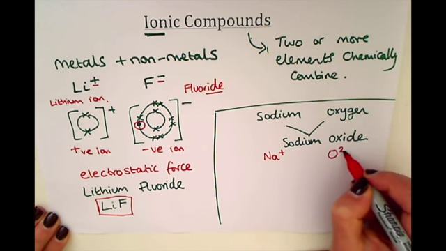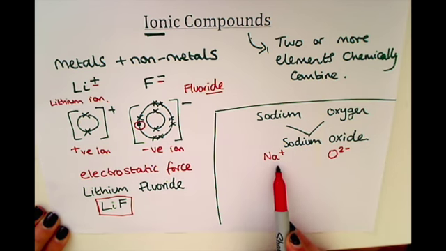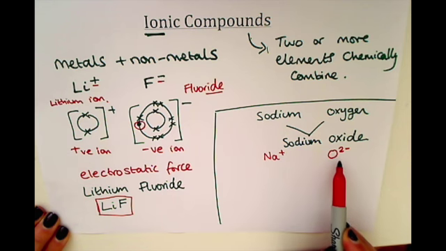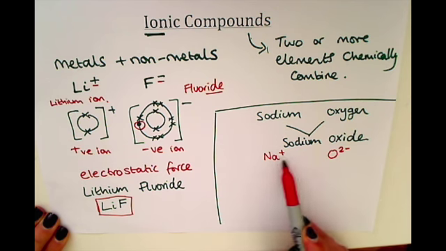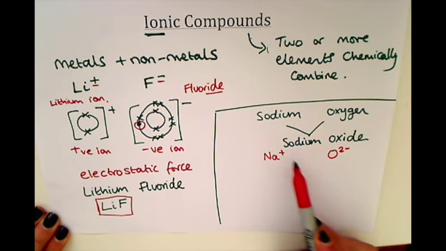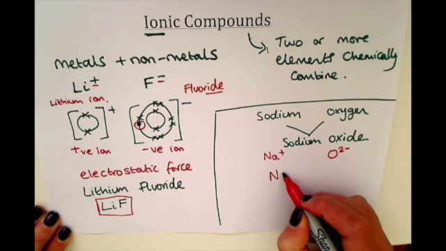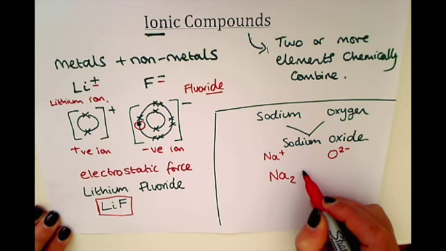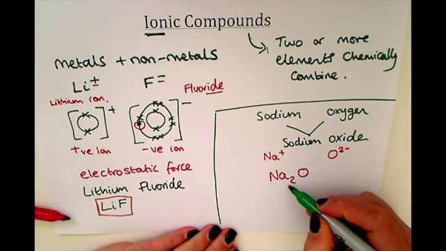Now in this case we can't just take 1 sodium and 1 oxygen, because we've got a plus and a 2 minus. So we need to make sure these are balanced out. So to balance out a 1 plus with a 2 minus, we'd need 2 sodium ions. So the compound formula for sodium oxide would be Na2O.